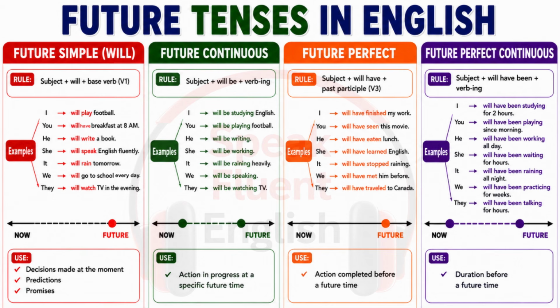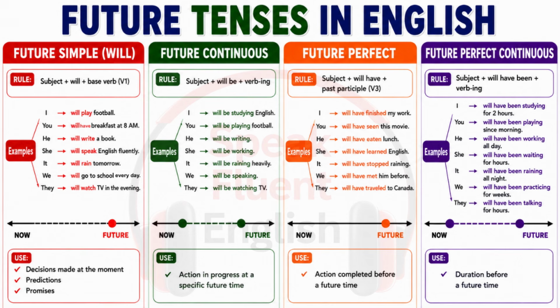You will have breakfast at 8 a.m. He will write a book. She will speak English fluently. It will rain tomorrow. We will go to school every day. They will watch TV in the evening. This tense is the most basic way to talk about the future.